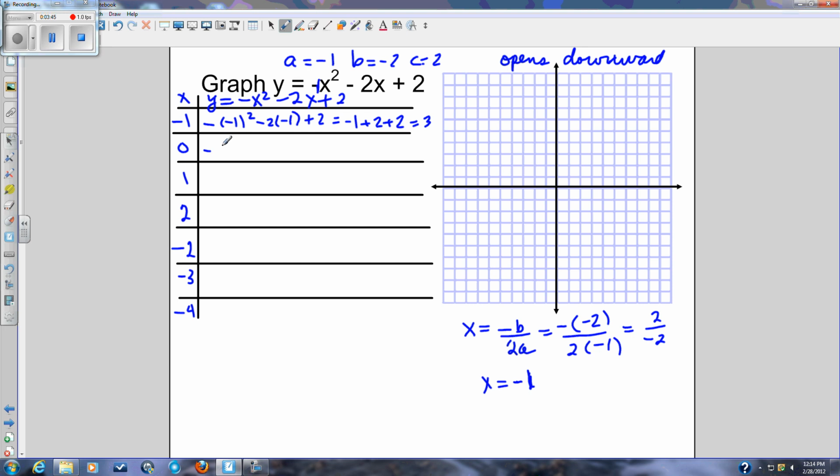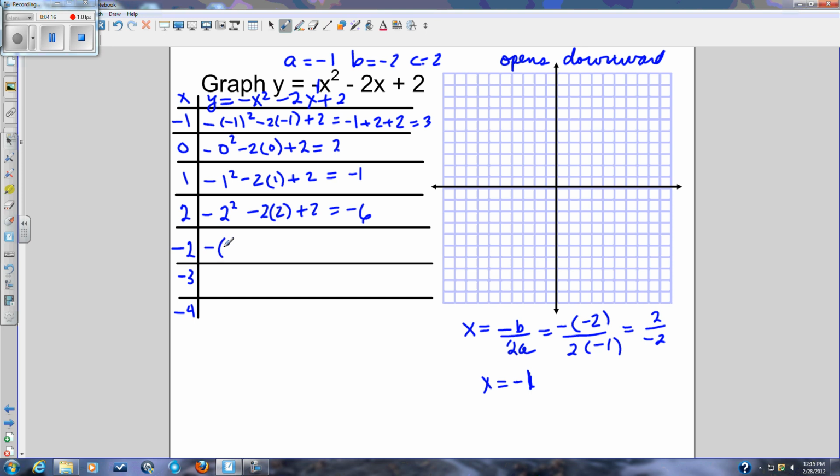So we have negative 0 squared minus 2 times 0 plus 2, which gives you 2. We have negative 1 squared minus 2 times 1 plus 2, which gives you negative 1. Negative 2 squared minus 2 times 2 plus 2. All of that gives you negative 6.